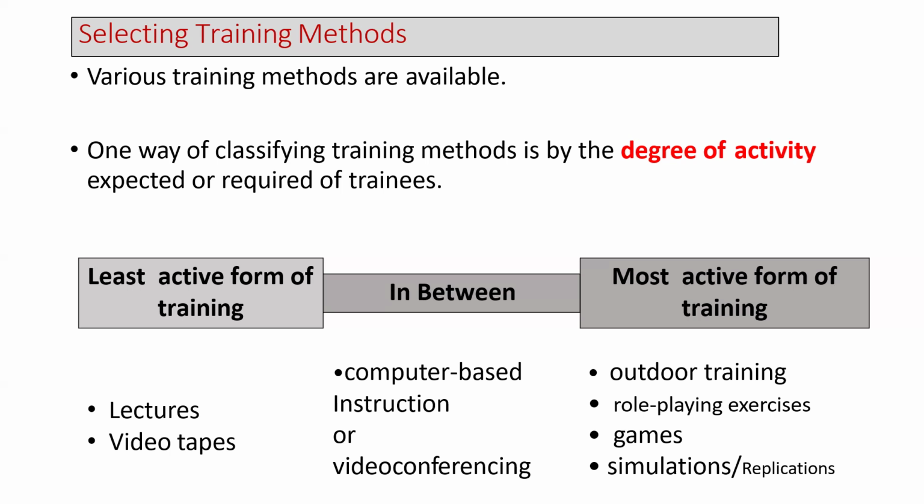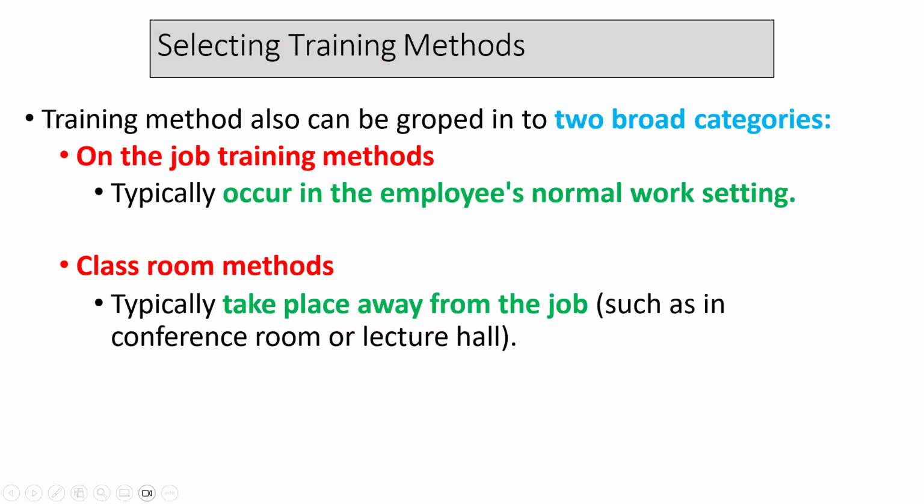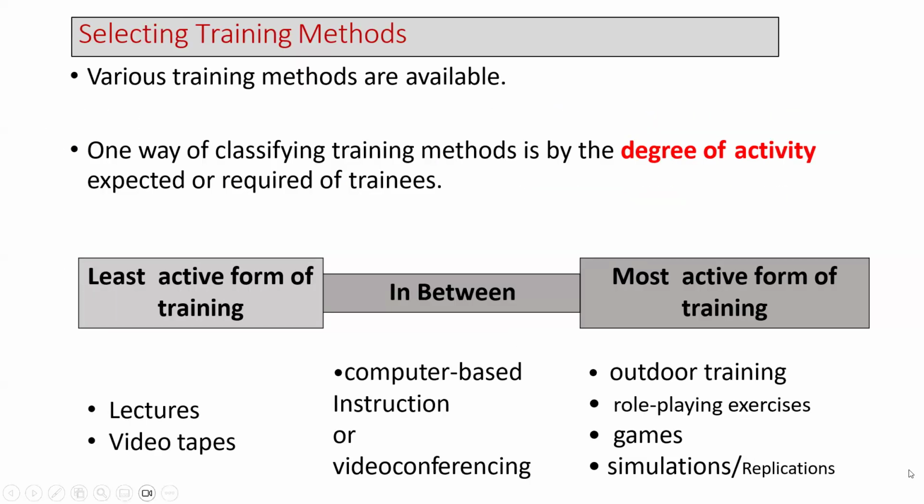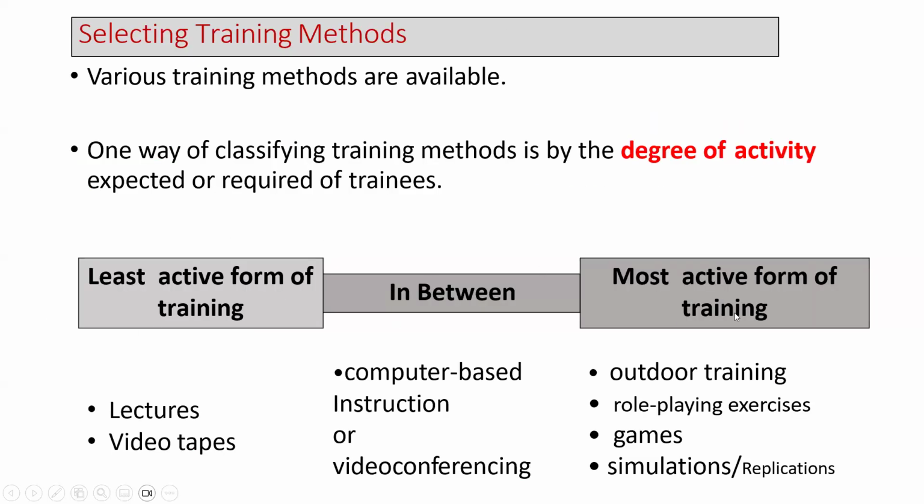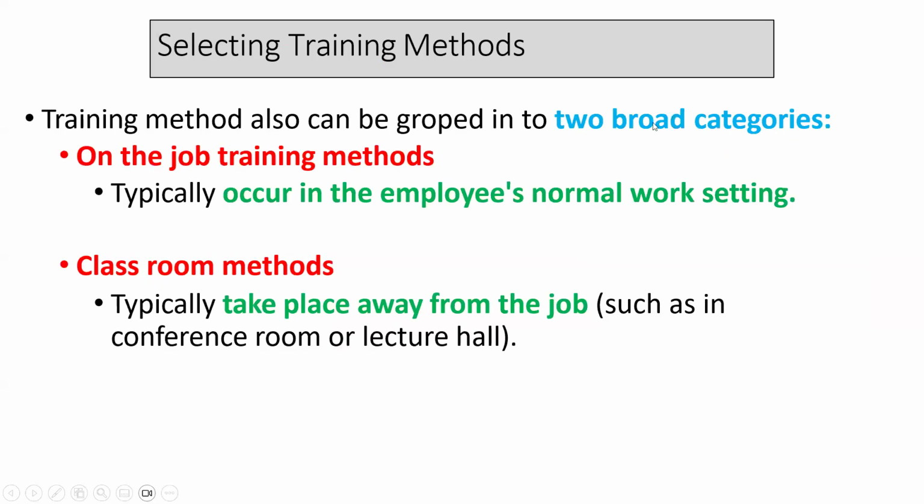But the problem is time is limited. And simulations, replications. Right. So training methods can also be grouped into two broad categories. Apart from these three categorizations, we have another categorization, that is on the job training and off the job training.